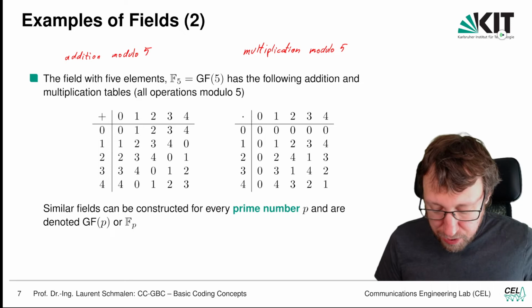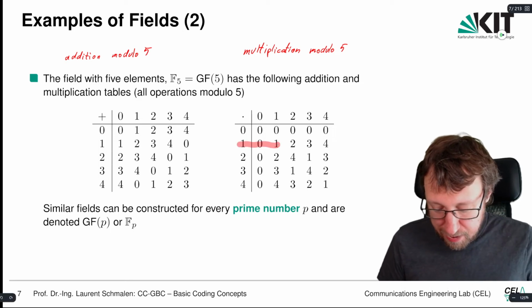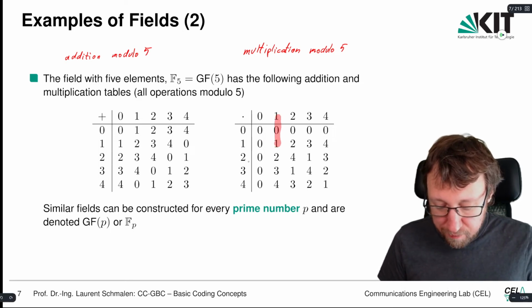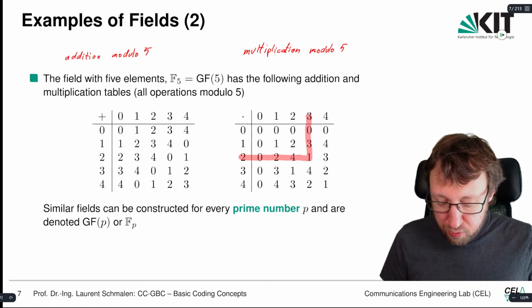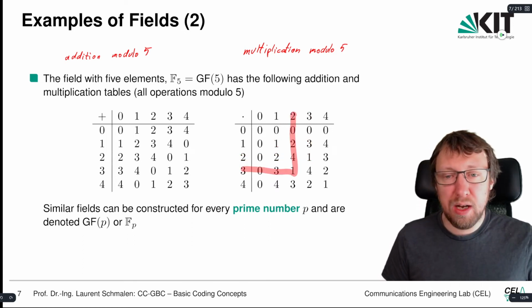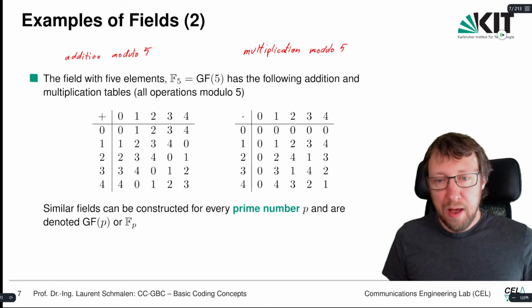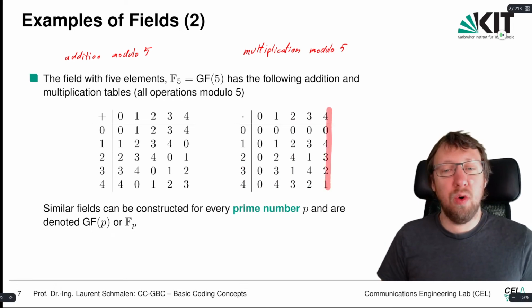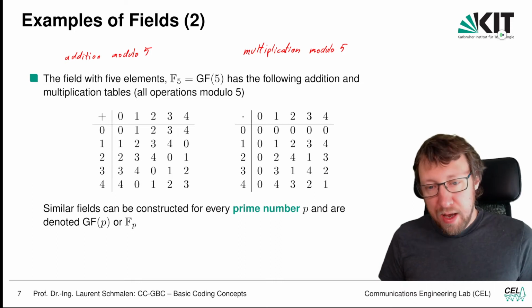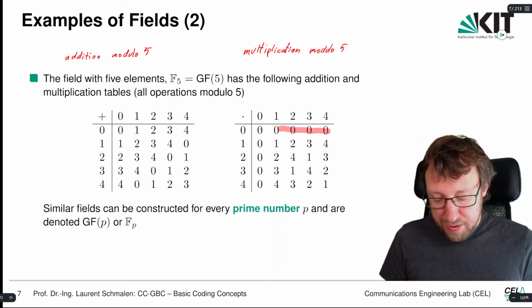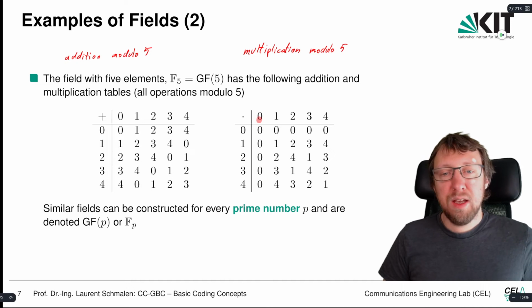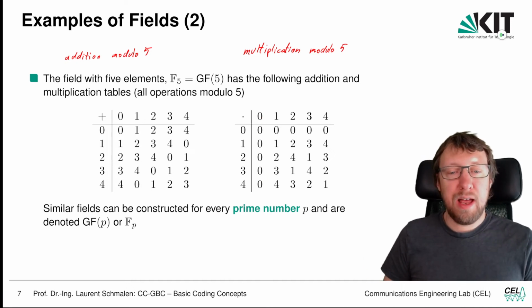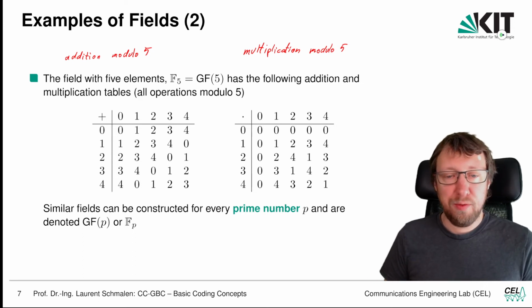And for the multiplication, we can also see that 1 times 1 is equal to 1, 2 times 3 is equal to 1, 3 times 2 is equal to 1. Okay, it's commutative. And 4 times 4 is also equal to 1. And 0 times every other element is equal to 0. So we have all the 11 properties also fulfilled for the operations modulo 5.